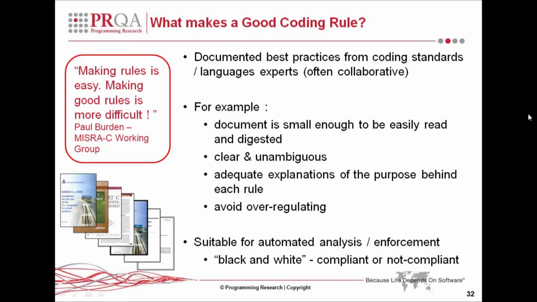So for a coding rule, the document should be small enough and easy to read and digest so that your coders, your developers, are able to understand these rules. They should be clear and unambiguous. They should have adequate explanations of the purpose behind each rule. This helps to get the developer on board, make them understand the reasoning behind why you're telling them they can't do something. But avoid over-regulating this, because it can make it more difficult for your developers if you're too restrictive.